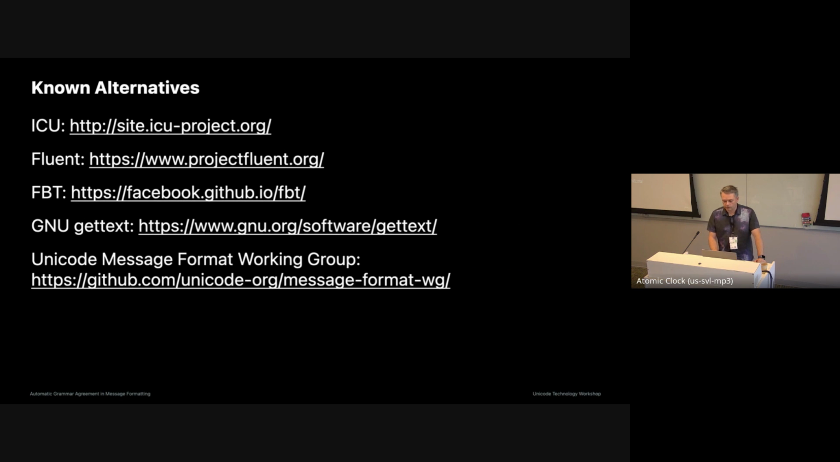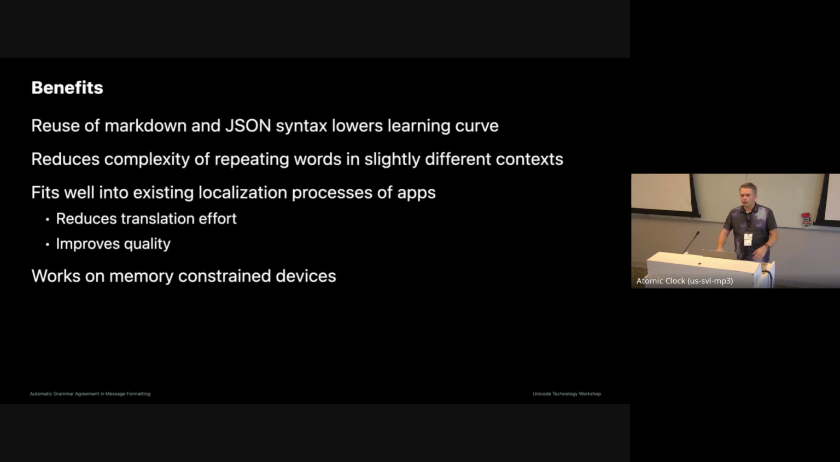And I want to also mention that the reason why we have this kind of syntax is that we want to reuse Markdown and JSON syntax, which lowers the learning curve. So you don't have to learn a brand new syntax. It reduces the complexity of repeating the words in slightly different contexts. You don't have to repeat the same thing over and over for each condition.